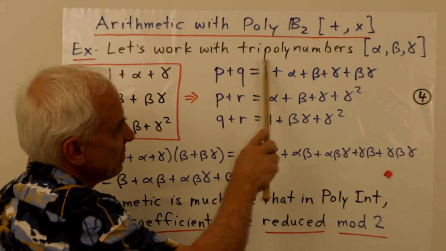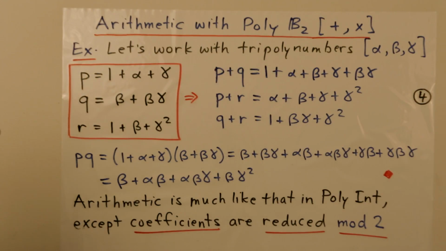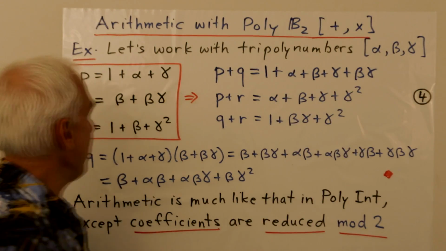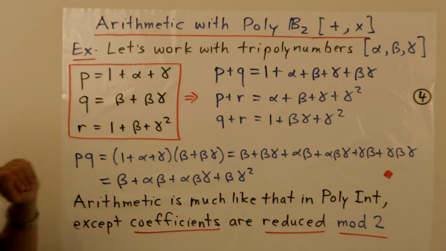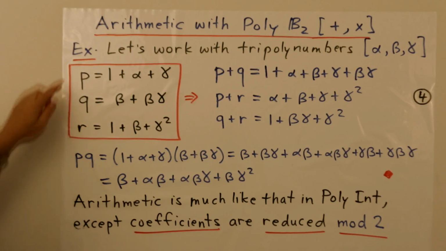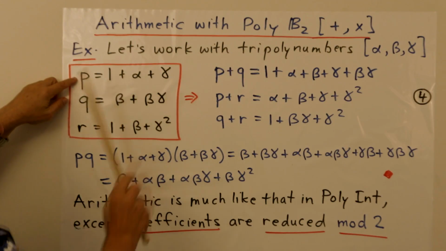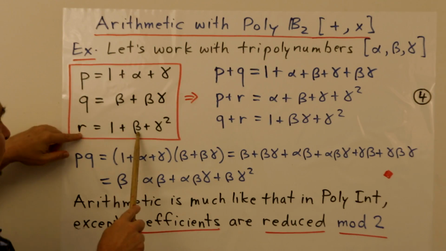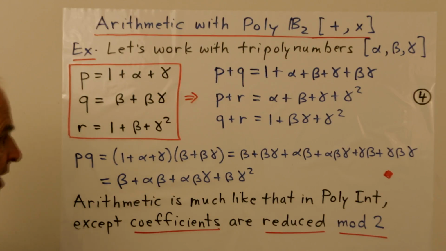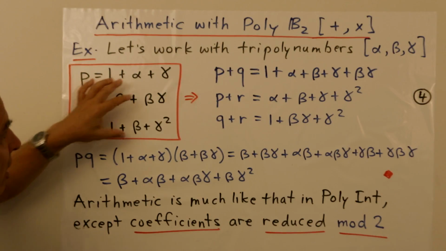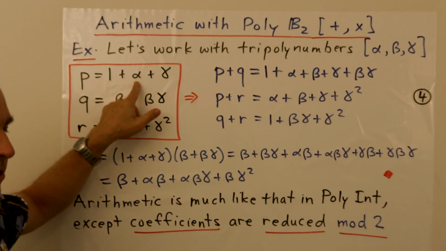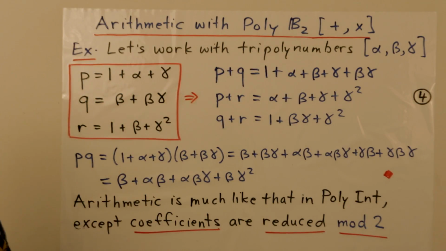And for specificness, let's consider tri-polynumbers. So polynumbers in alpha, beta, and gamma. And let's just choose rather arbitrarily these three as an example. So P is 1 plus alpha plus gamma, Q is beta plus beta gamma, and R is 1 plus beta plus gamma squared. And you can see these really are in poly B2 because the coefficients here are all zeros or ones.